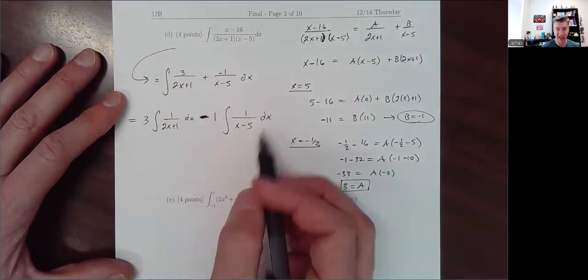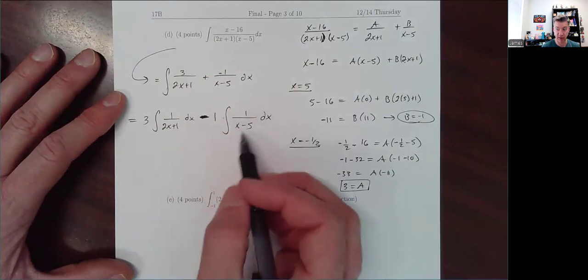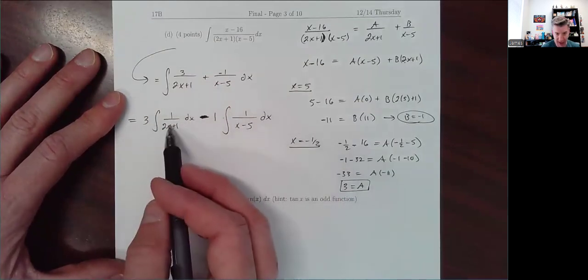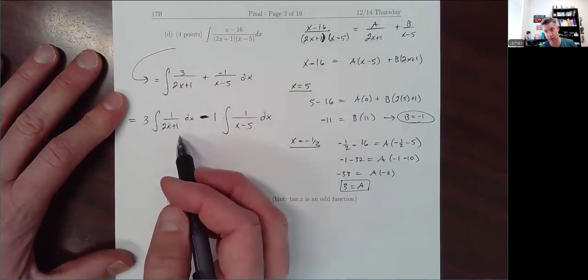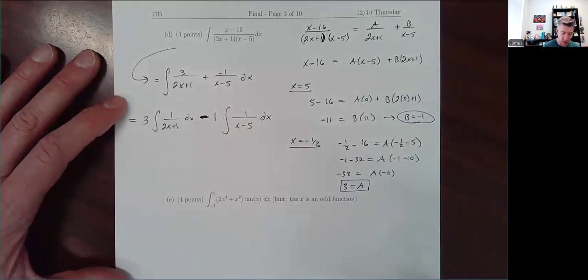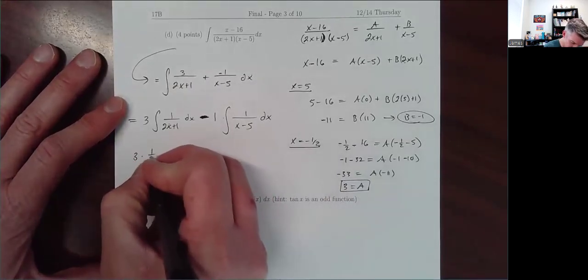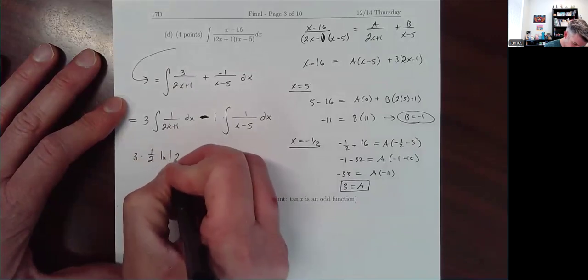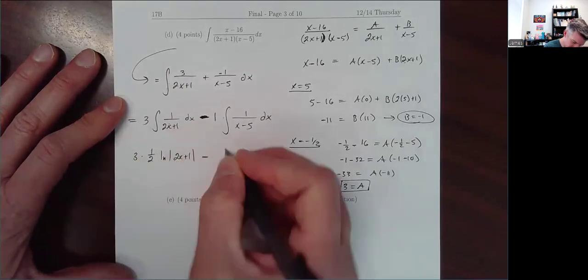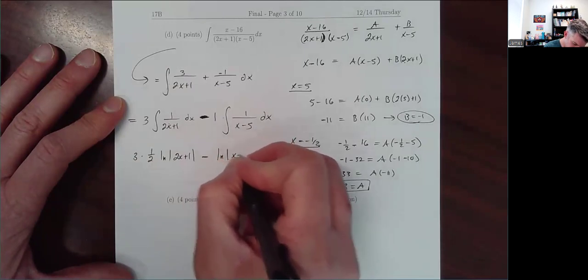For this integral, you're just going to get the natural log of the absolute value of x minus 5. For this integral, you could do a u-sub and let u equal 2x plus 1. Your du is 2 dx, so you're going to divide by 2. Or you say, I know I'm going to divide by 2 and get 3 times 1/2 times the natural log of the absolute value of 2x plus 1, minus the natural log of the absolute value of x minus 5.